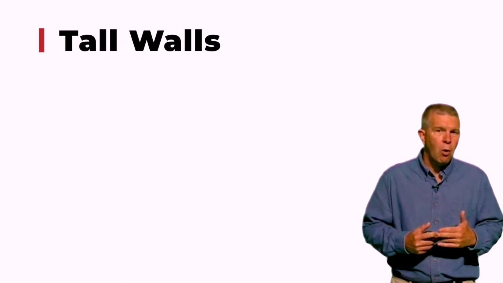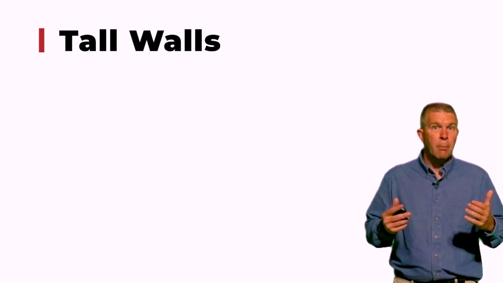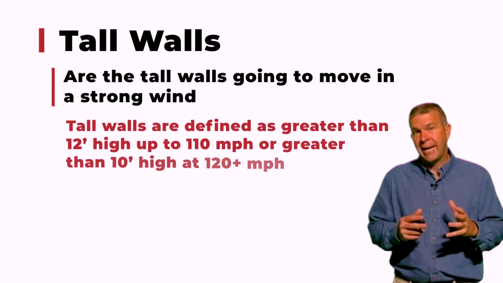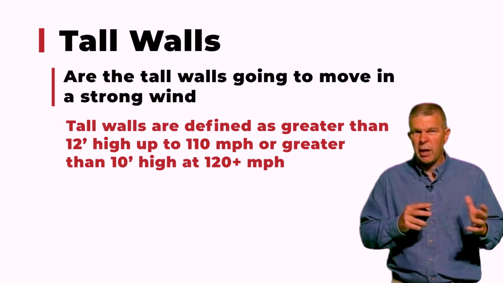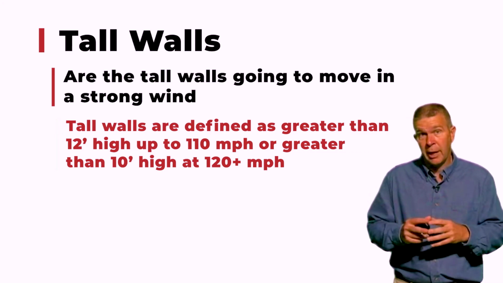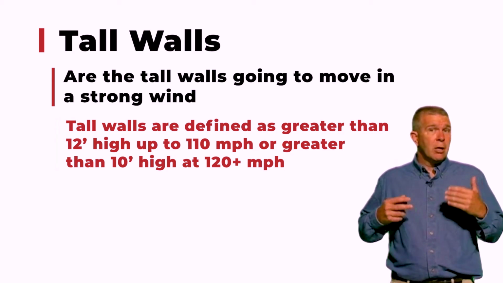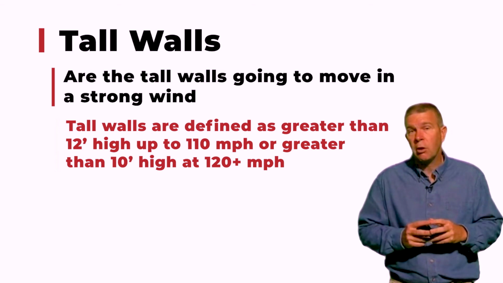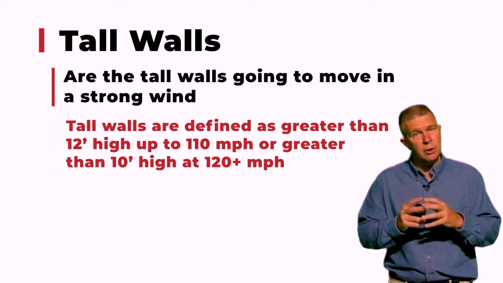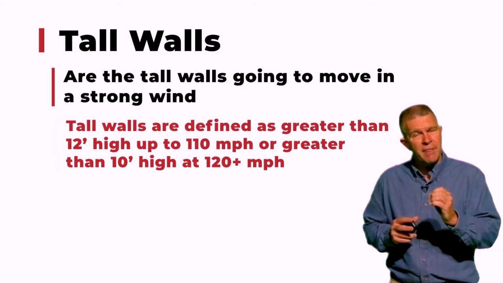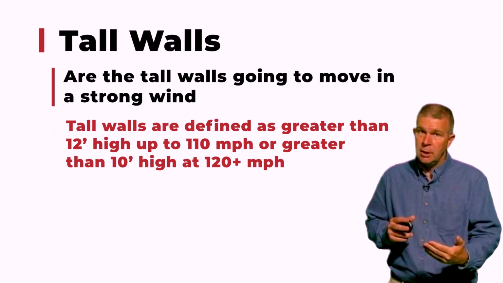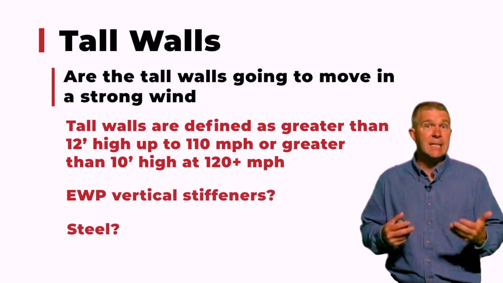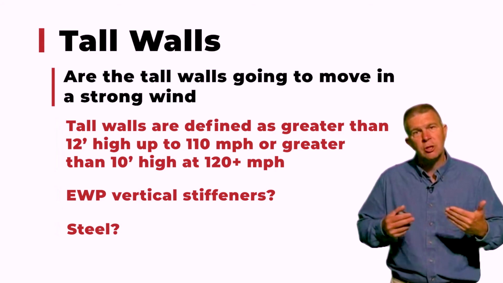When we talk about tall walls, we're concerned about these walls that are going to move in the wind. And a rule of thumb might be construed as tall walls are defined as anything that's greater than 12 feet high when you're working in up to a 110 mile an hour zone. If you get into a 120 plus mile an hour zone, a wall that's only 10 feet high might be thought of as a tall wall, and you have special considerations to deal with to prevent that bowing or that movement. In some cases, it's an engineered wood product, which creates a stiffener, and the worst case example is we now have to start incorporating steel into this wall panel package just to resist that force.